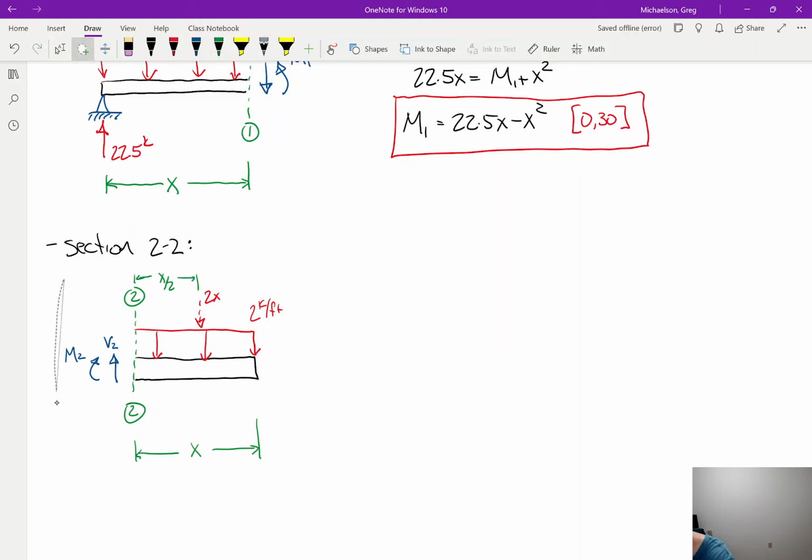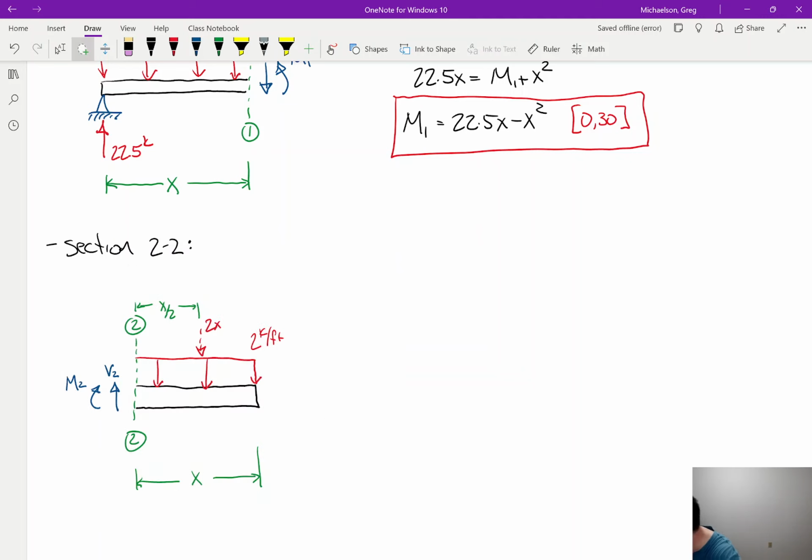Let me move that down a little bit again. I don't really want to squish that. So summing moments at 0.